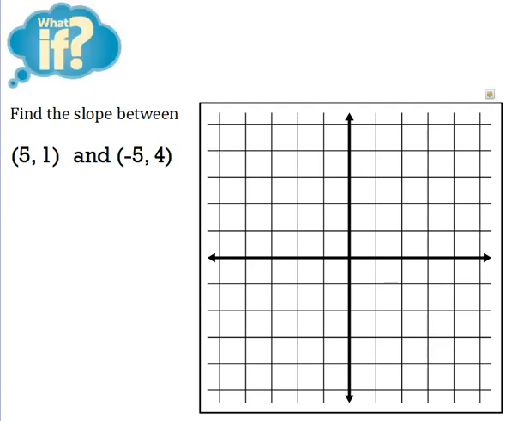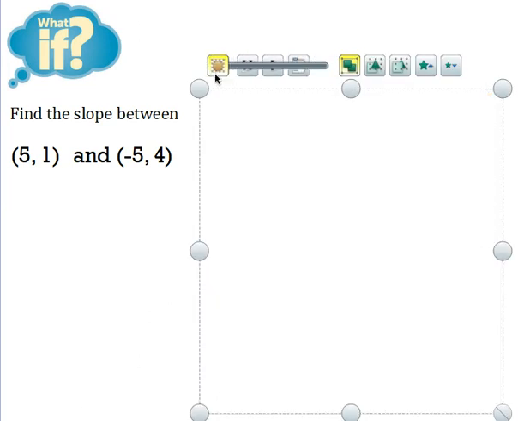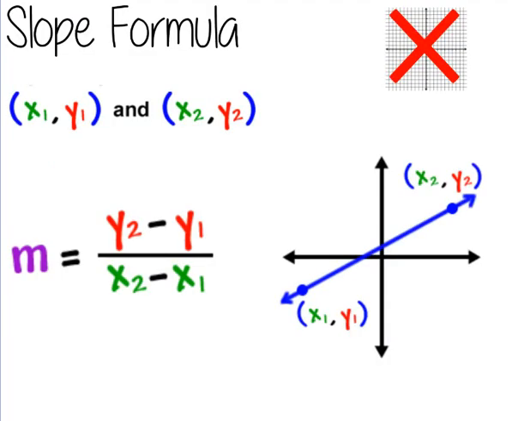But what if I asked you the exact same question and instead I made the graph disappear? And I simply asked you to find the slope between points without a graph. So this is when we use this great trick called the slope formula.